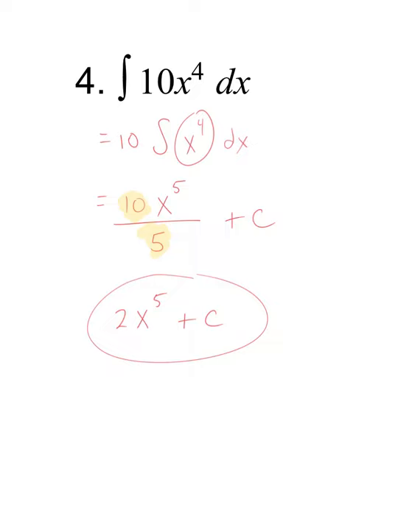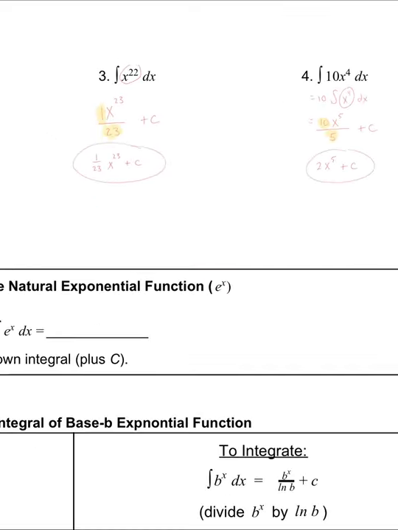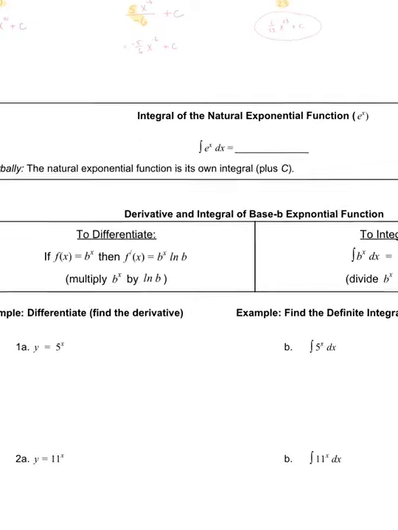Now check your work. Take the derivative. 5 times 2 gives us the 10. 5 minus 1 gives us the 4. That's it. That's the power rule for antiderivatives. Now we're going to learn a couple more antiderivatives, and these are just your flashcards. These are the ones that you just need to know.